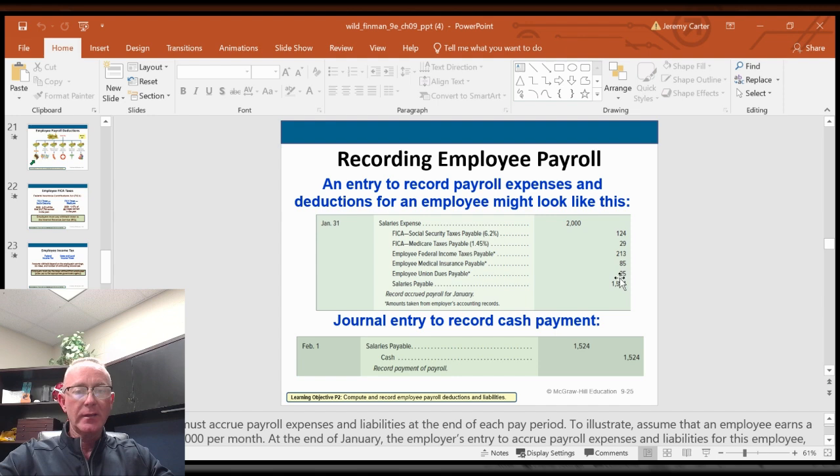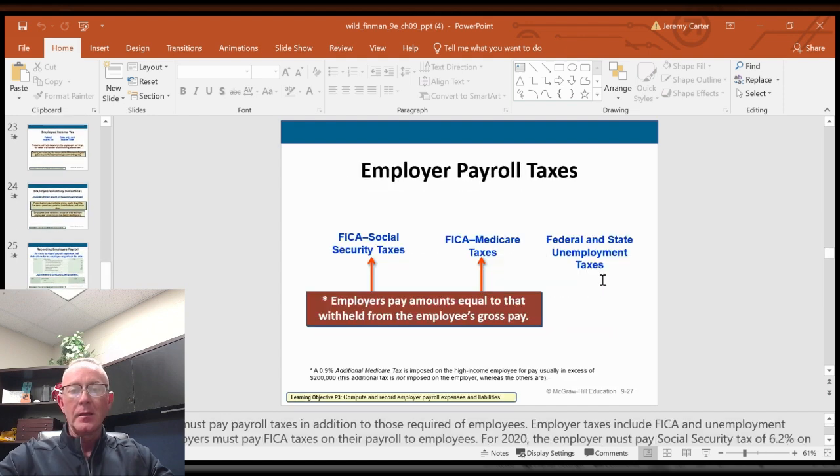This is our net check. We've taken all these taxes out, the 6.2, the 1.45, the amounts given to us for federal taxes, state taxes, union dues, all this stuff is given to us. This is a net check that we actually would write to our employee. The Social Security and the Medicare taxes, the employer, the company, has to match.